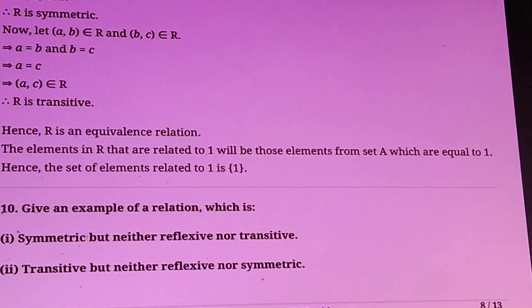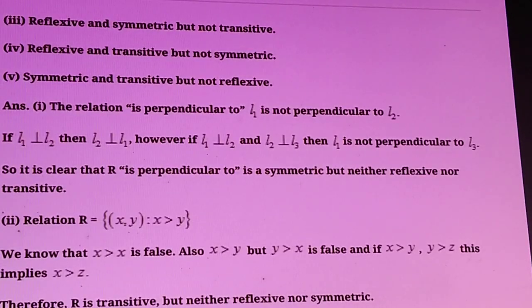Then question number 10, in which we give an example of a relation which is: first, symmetric but neither reflexive nor transitive; second, transitive but neither reflexive nor symmetric; third, reflexive and symmetric but not transitive; fourth, reflexive and transitive but not symmetric; and fifth, symmetric and transitive but not reflexive.